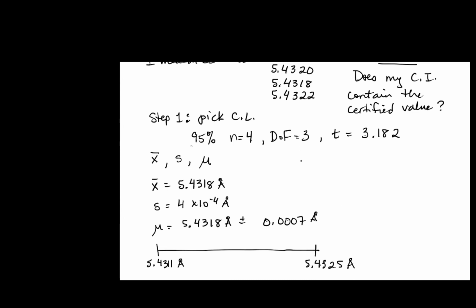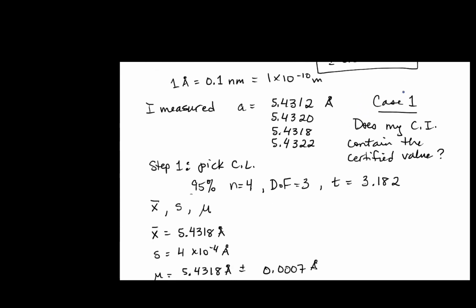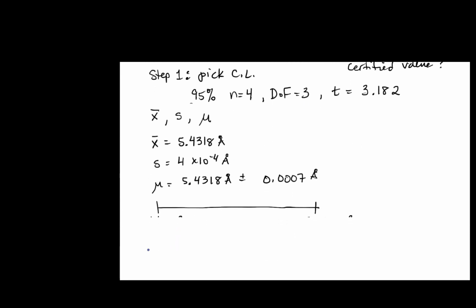So my question of whether or not my instrument is calibrated, I look at my certified value here, 5.431179, and I look at where my values are here, and I can see that my certified value shows up right over here on the very edge of my range, but it doesn't matter. It's okay, right? It can be at the edge of my range.